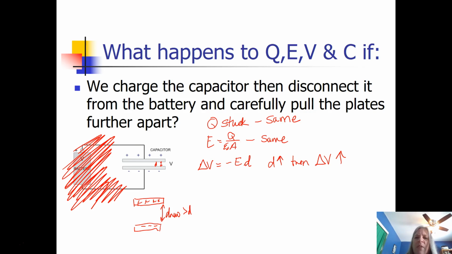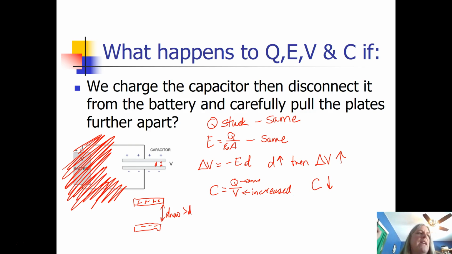Well, what about the capacitance? Does the capacitance change? Well, remember that our capacitance equation is Q over delta V. Well, at least that's one of our equations. So this Q stayed the same, but this increased. So that means that capacitance must have decreased.